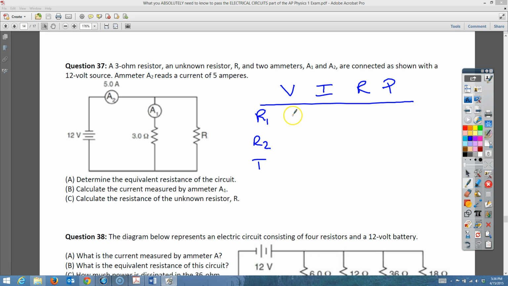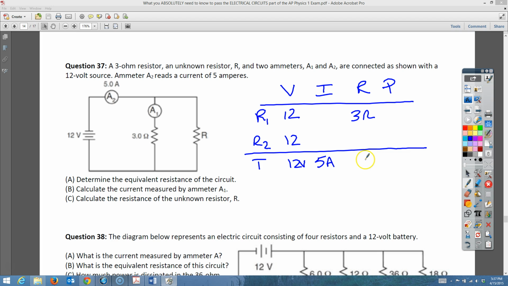Our voltage here for each one, remember in parallel the voltage is the same. So it's 12, 12, and 12. Our current, we don't know much about yet, so we're going to wait on it. We do know that the total current, since the current going into this branch has to be the same coming out, the total current here is 5 amps. So 12 volts, we have 5 amps. The resistance in number 1, so here's number 1, is what we'll call it, is 3 ohms.